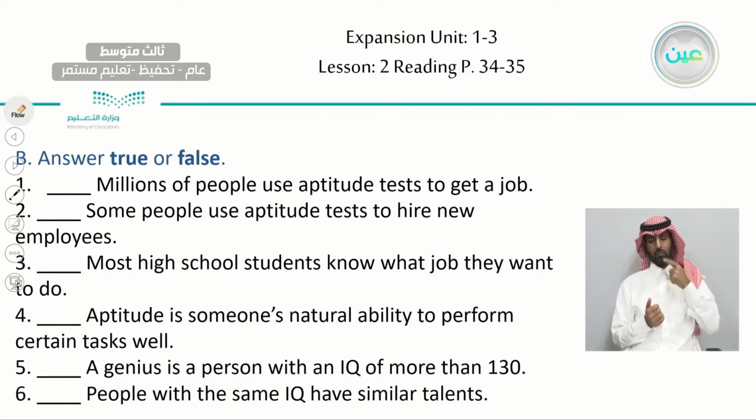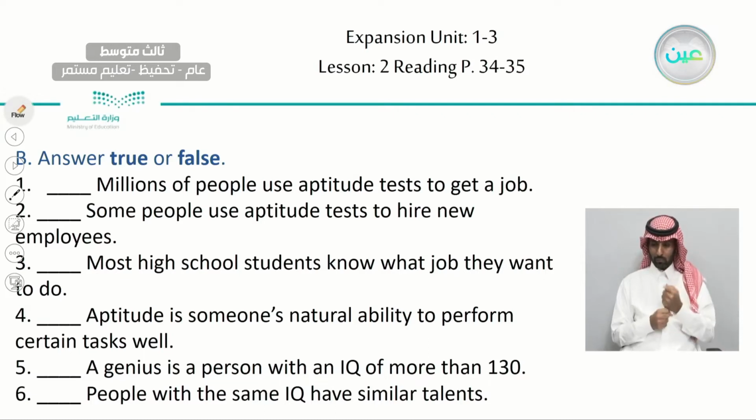Now, before we start the reading, before we know more about IQ tests and aptitude tests, we have these questions. It's true or false. You have to answer it based on the reading. So you have to write true or false. Number one, millions of people use aptitude tests to get a job. Do you think this statement is true or false? Don't tell me your opinion. You have to read. When we are reading, you have to answer, okay?